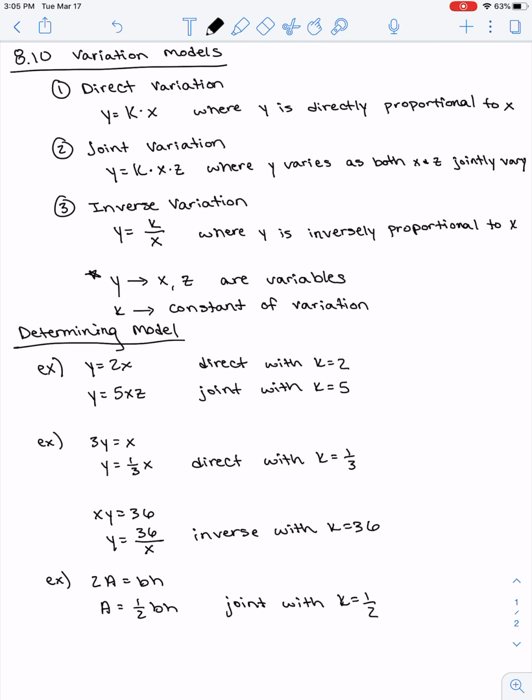The next thing that I might have you do is write your own model based on words. Writing variation models.